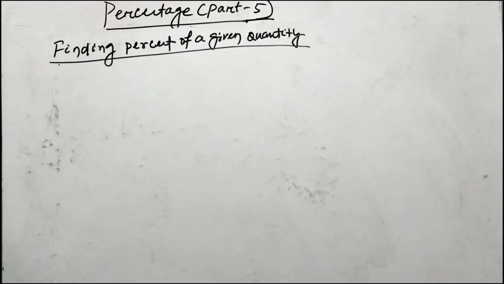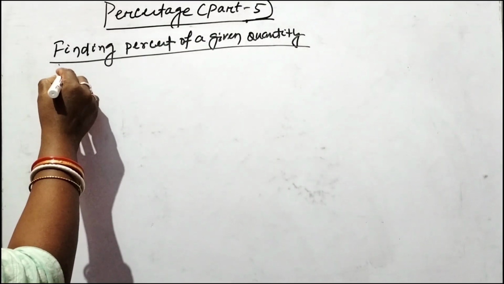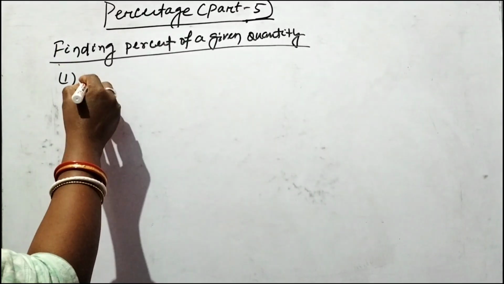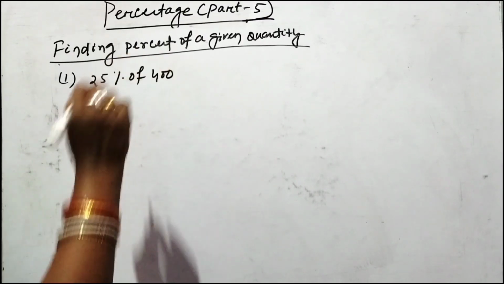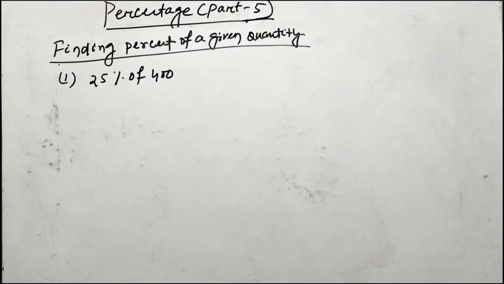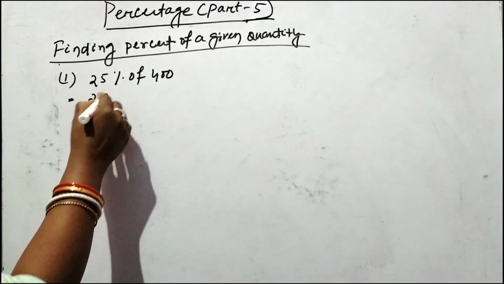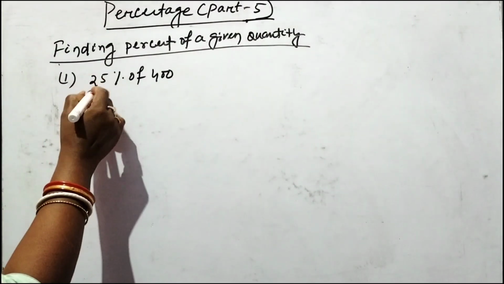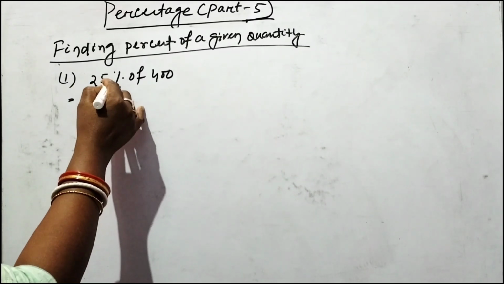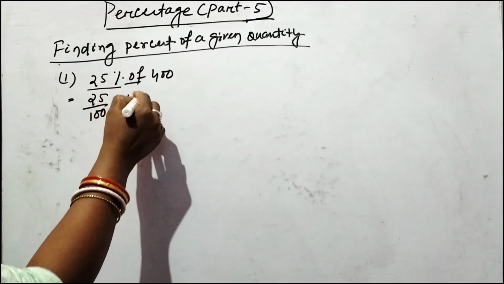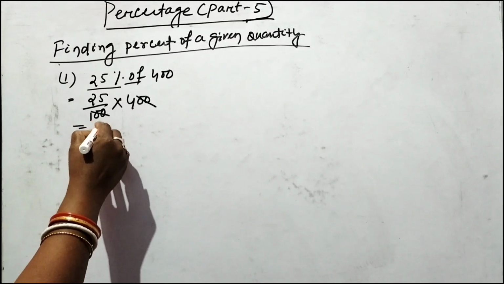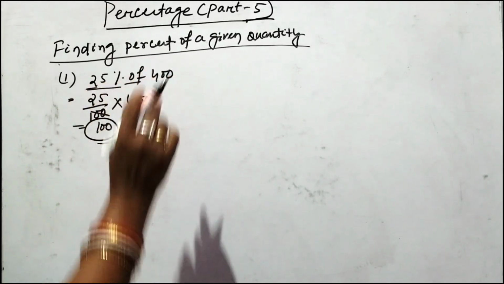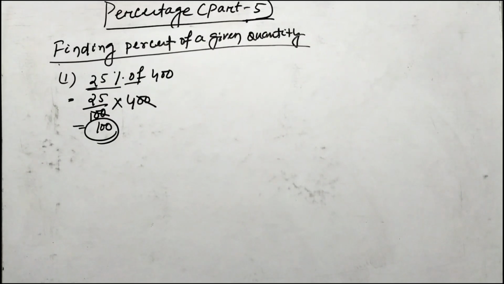Today we are going to discuss finding the percent of a given quantity. How to find out the percent of a given quantity? First, if I ask you to find 25% of 400, then how do we find it? 25% means 25 by 100, into 400. Now you just cancel the zeros. So 25 into 4 is 100. If I ask 25% of 400 is how much? You just say 100.